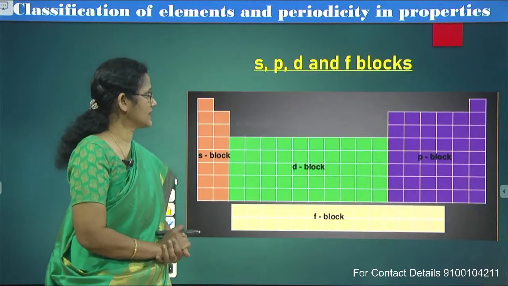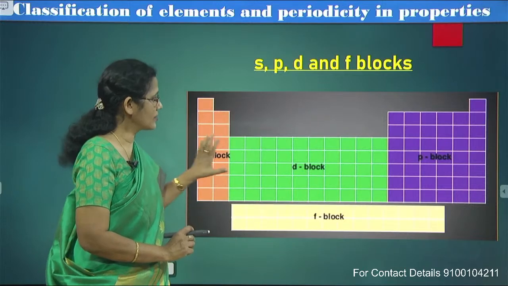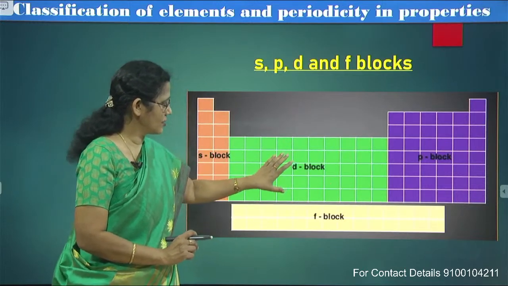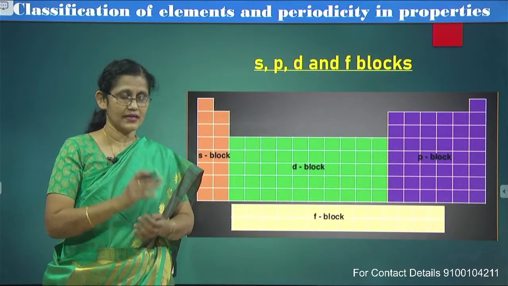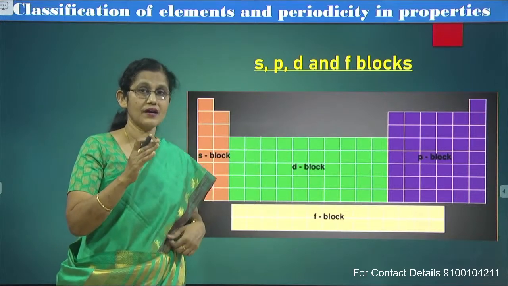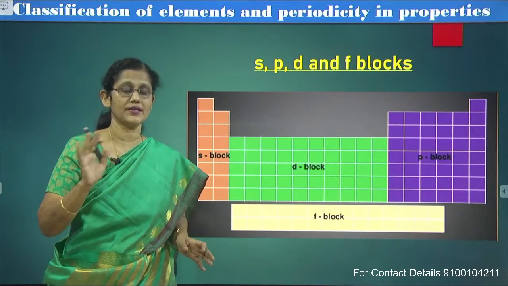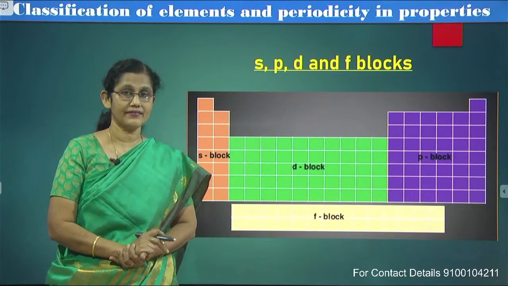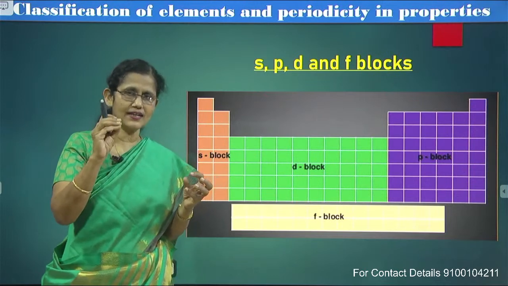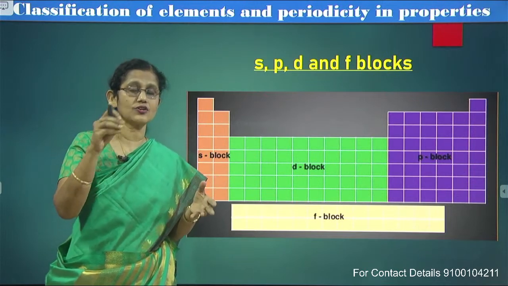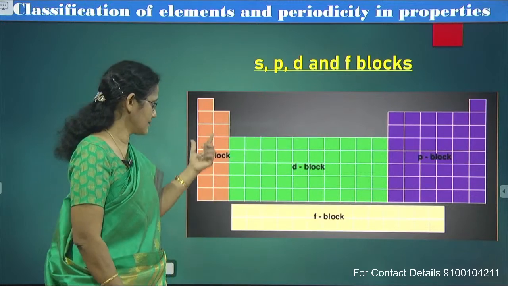Right. Now, see here. There are 4 blocks in the periodic table: S block, P block, D block, F block. What are S block elements? Just now we discussed: based on the entry of the last electron, the differentiating electron, into various orbitals, the elements are classified into 4 blocks. So, what are S block elements? If the differentiating electron enters into the ns orbital of the valency shell, the outermost shell, they are called S block elements.